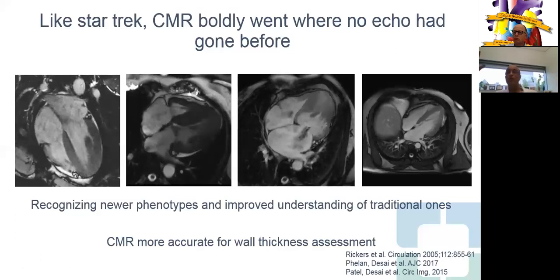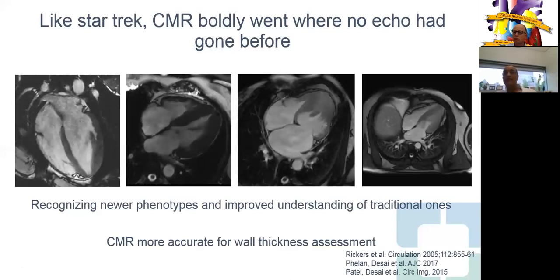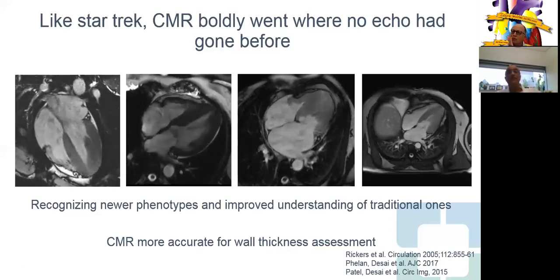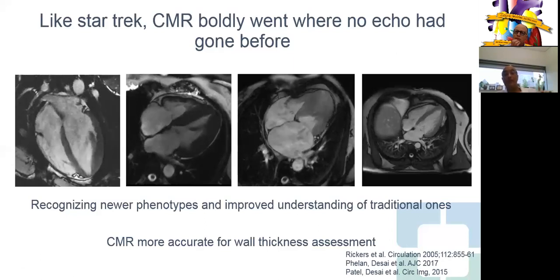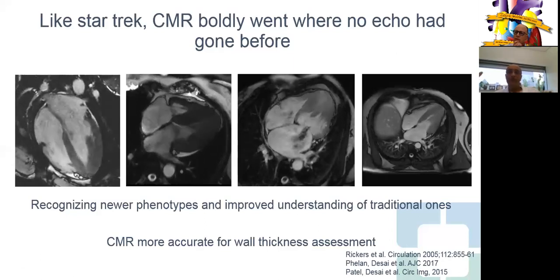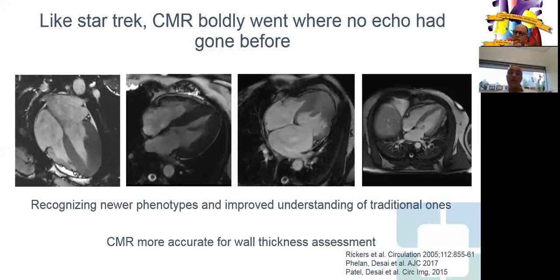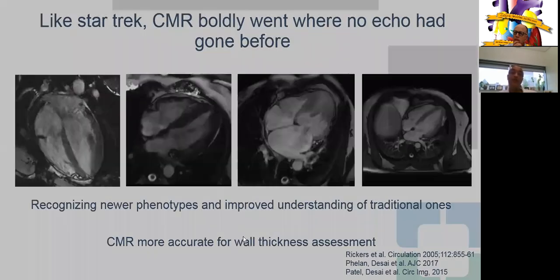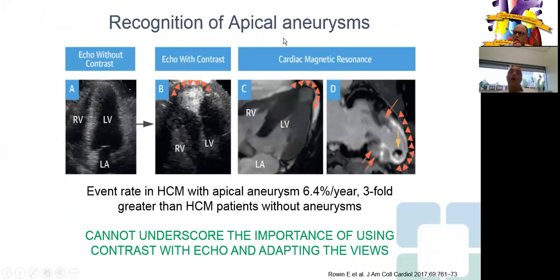The other advantage of CMR is it's a lot more accurate for wall thickness assessment, especially at the fringes. So if you're trying to decide who needs an ICD because of severe thickness, or if you're trying to make a diagnosis, is this 15 millimeters septal wall thickness or less? At these fringes, CMR is a lot more accurate than echocardiography. As I alluded to, there are new phenotypes we have recognized with the use of CMR. One such phenotype is the apical aneurysm.